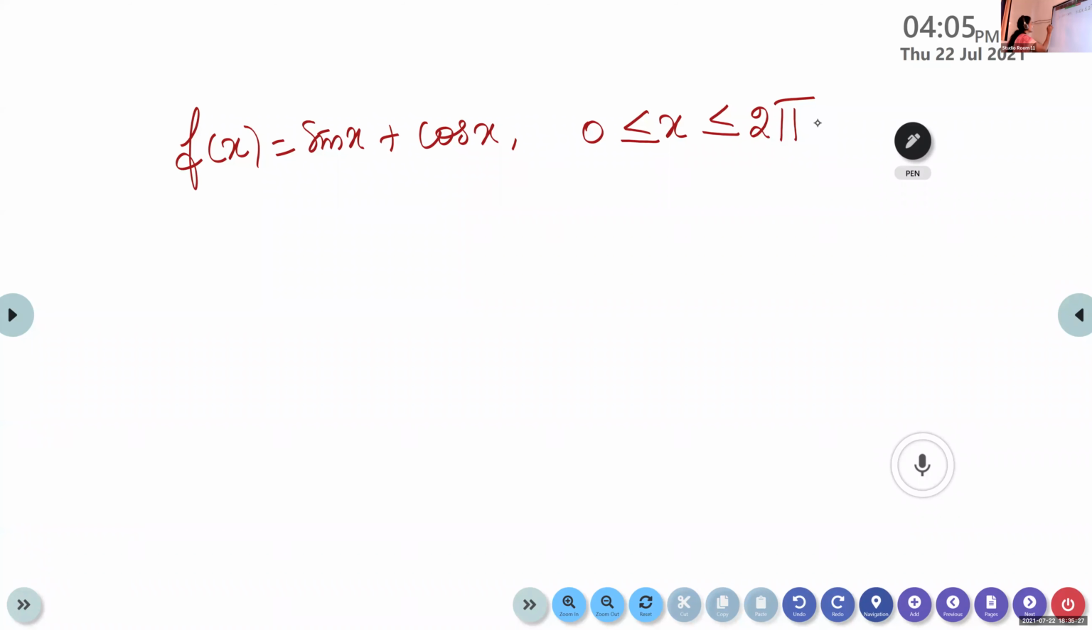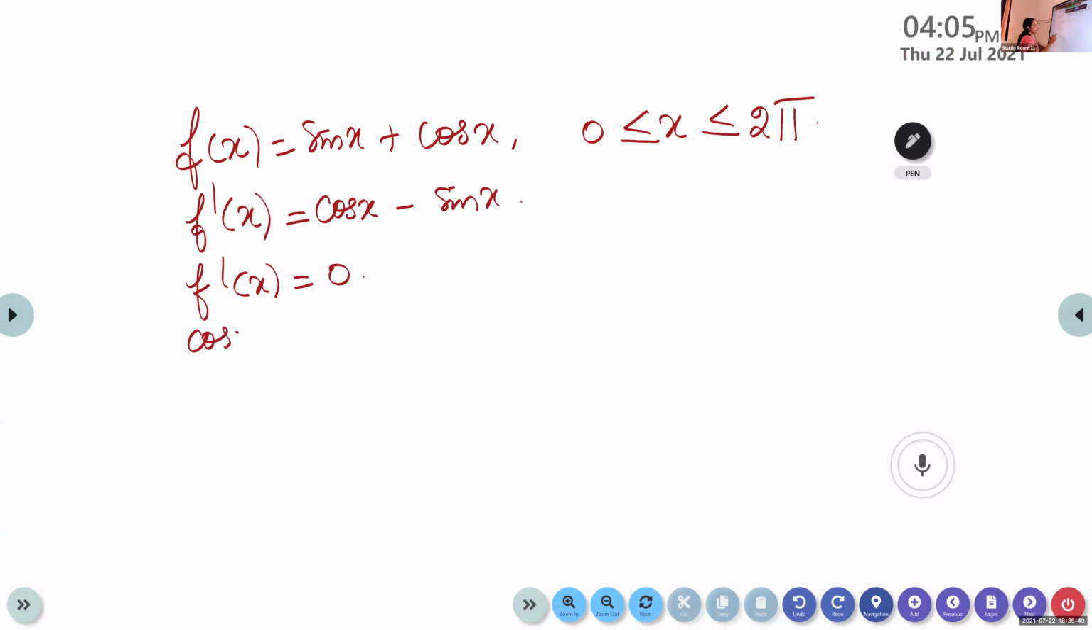Now listen. Here, I'm going to find f dash of x. What is f dash of x? It is cos x minus sin x. Is it correct? Now I'm going to set f dash of x equal to 0. F dash of x is 0 means we get cos x minus sin x is 0.